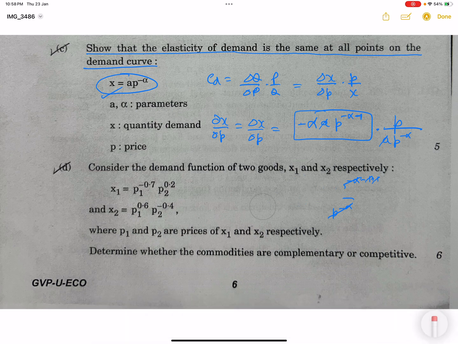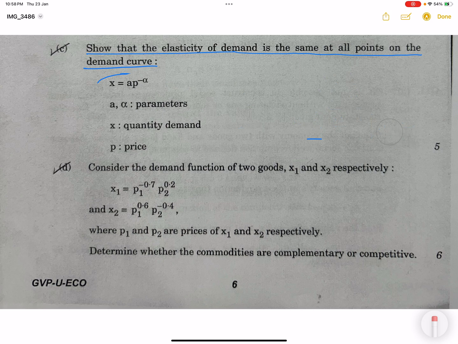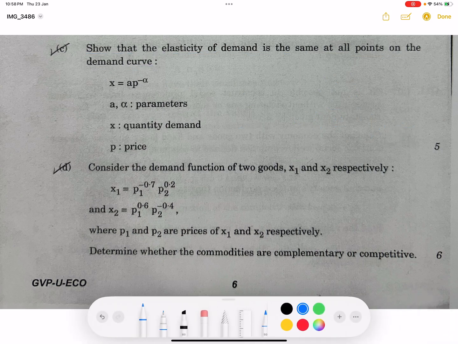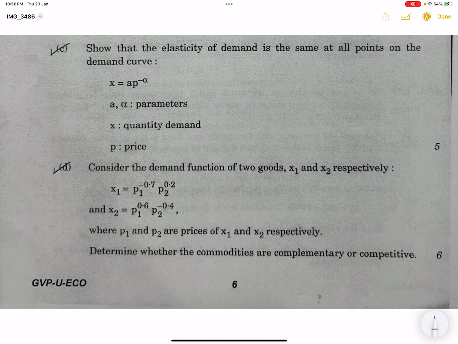Okay, so this was an easy question. It won't take much of your time to solve it. Now, looking at the next part, consider the demand function of two goods x1 and x2 respectively. X1 is this, x2 is this. Where P1 and P2 are prices of x1 and x2 respectively, determine whether the commodities are complementary or competitive.